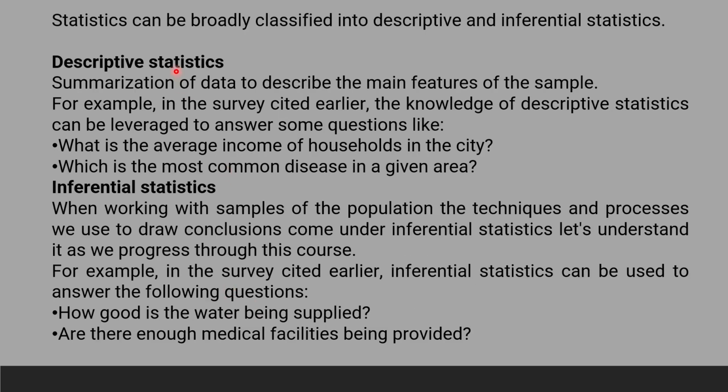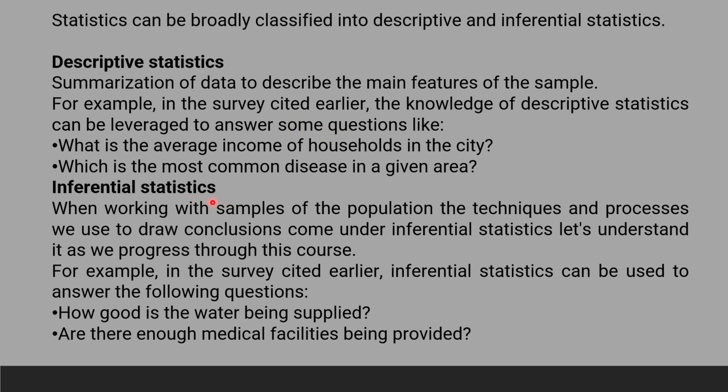Statistics can be broadly classified into two types: descriptive and inferential statistics. As the name suggests, descriptive statistics deals with meaningful information like mean, median, mode, etc. You can ask questions like what is the average income of a household, or which is the most common disease in the given area. That is descriptive statistics. Basically, it is a summarization of data to describe the main features of the sample.